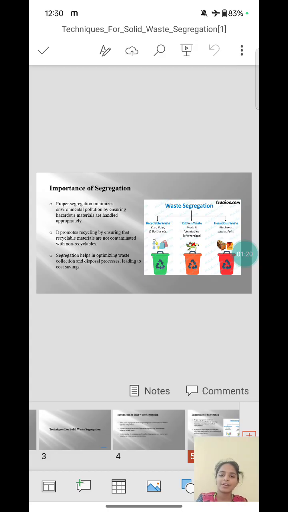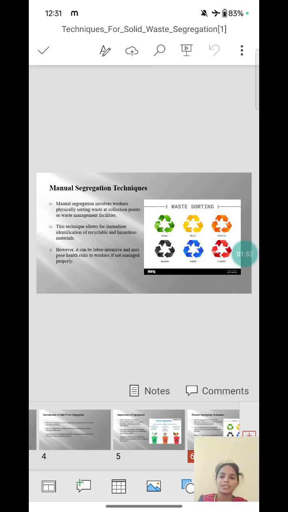So, this is the figure of waste segregation. There is recyclable waste, kitchen waste, and hazardous waste. These are the three types of waste segregation. This recyclable waste includes cans, bags, and bottles. These are examples of recyclable waste. And peels, vegetables, and leftover food come under kitchen waste. Next, electronic waste and paint come under hazardous waste.